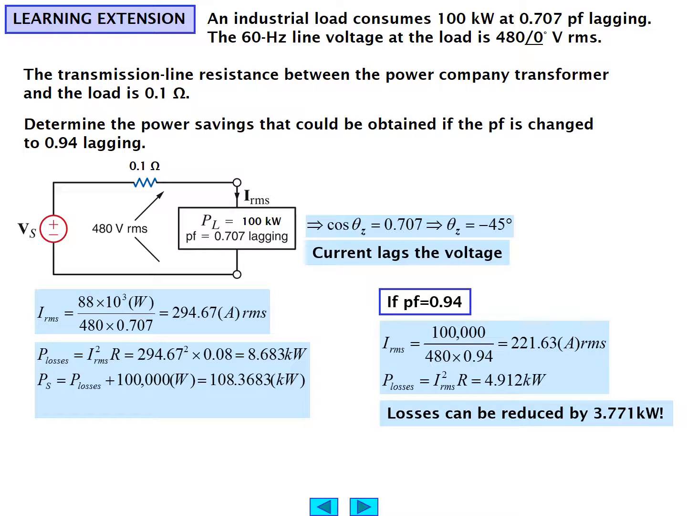IRMS now goes lower to 221.63, down from 294. And the losses are still I squared RMS times R. R is also still 0.1 ohms, or 4.912 kilowatts. And therefore, here we can reduce our losses by over 3 kilowatts, almost 4 kilowatts.